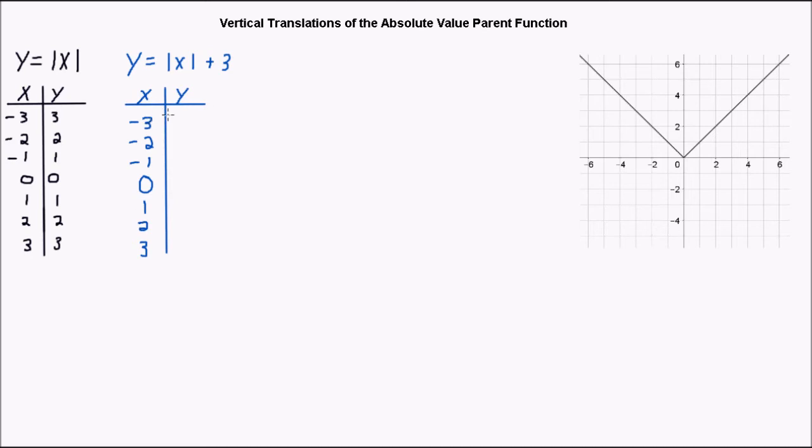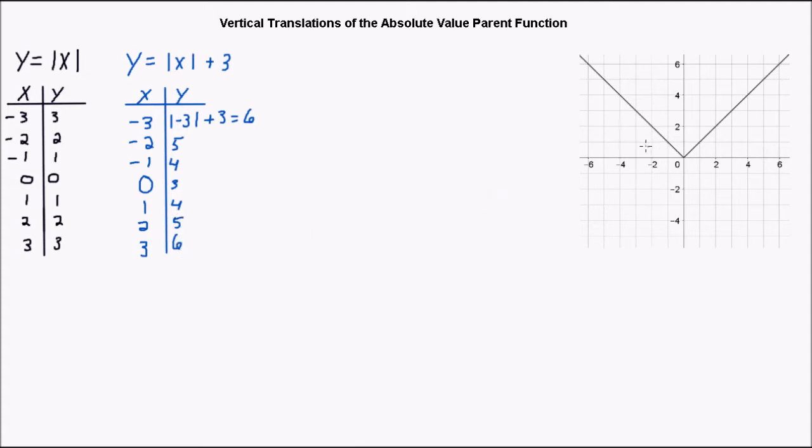So if I plug in -3 into this function, I will have |-3| + 3. And we know that the absolute value of -3 is 3, 3 plus 3 is 6, so this is 6. The absolute value of -2 is 2, plus 3, this is 5, this is 4. Absolute value of 0 is 0, plus 3 is 3. Absolute value of 1 is 1, plus 3 is 4. Here we go, this is going to be 5, and again 6.